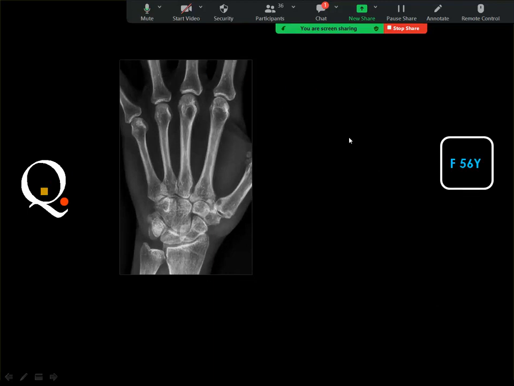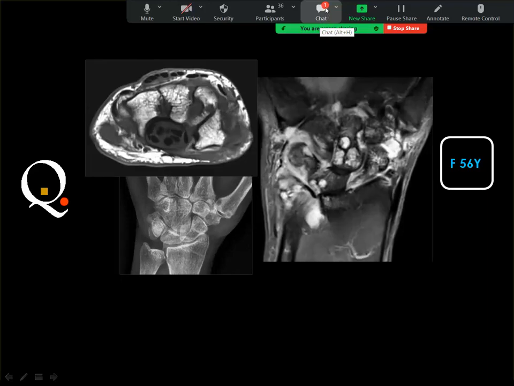Next case is an X-ray of the hand and wrist of a female patient, 56 years old. Okay, and you can also see the MRI of the same case, axial T1 and the coronal STIR.